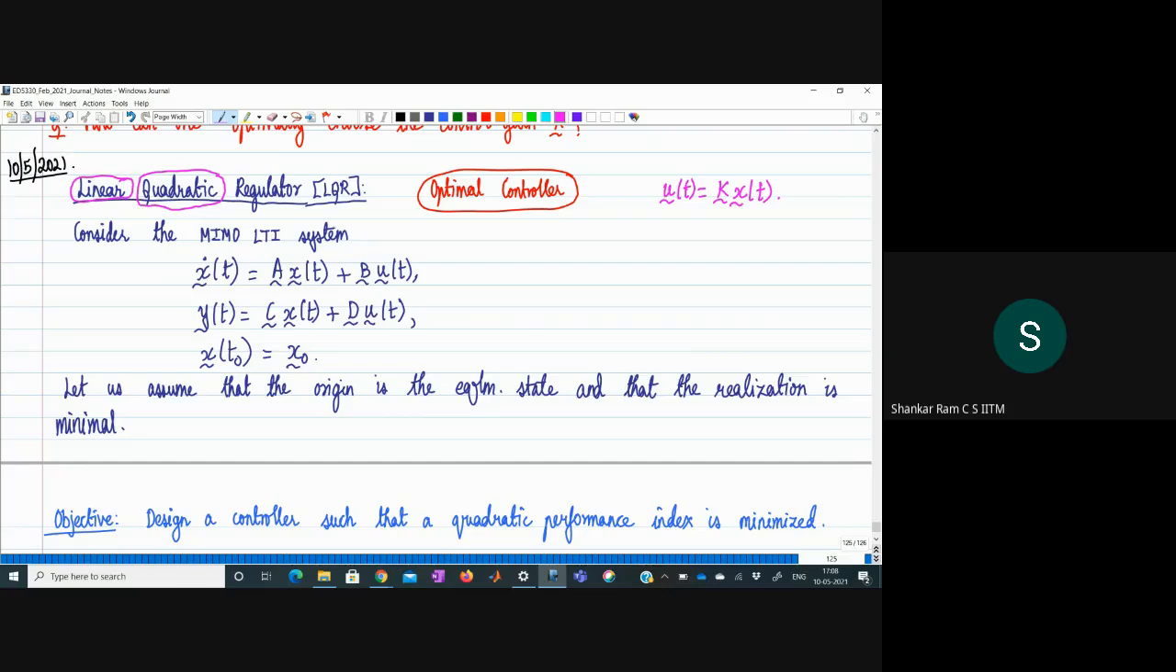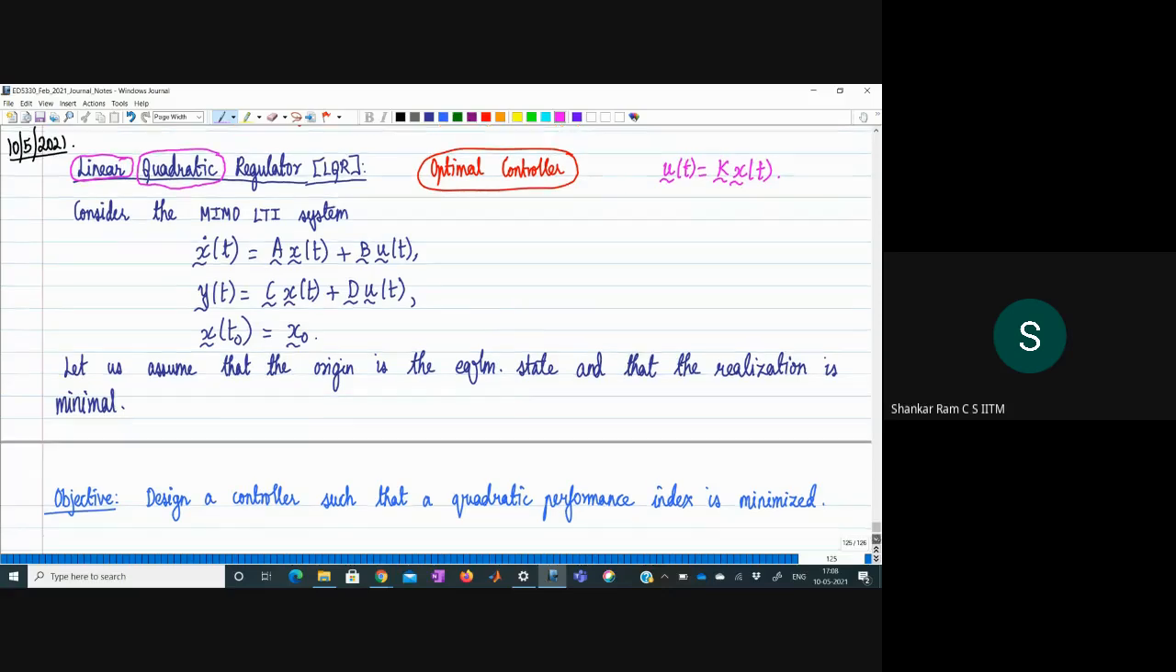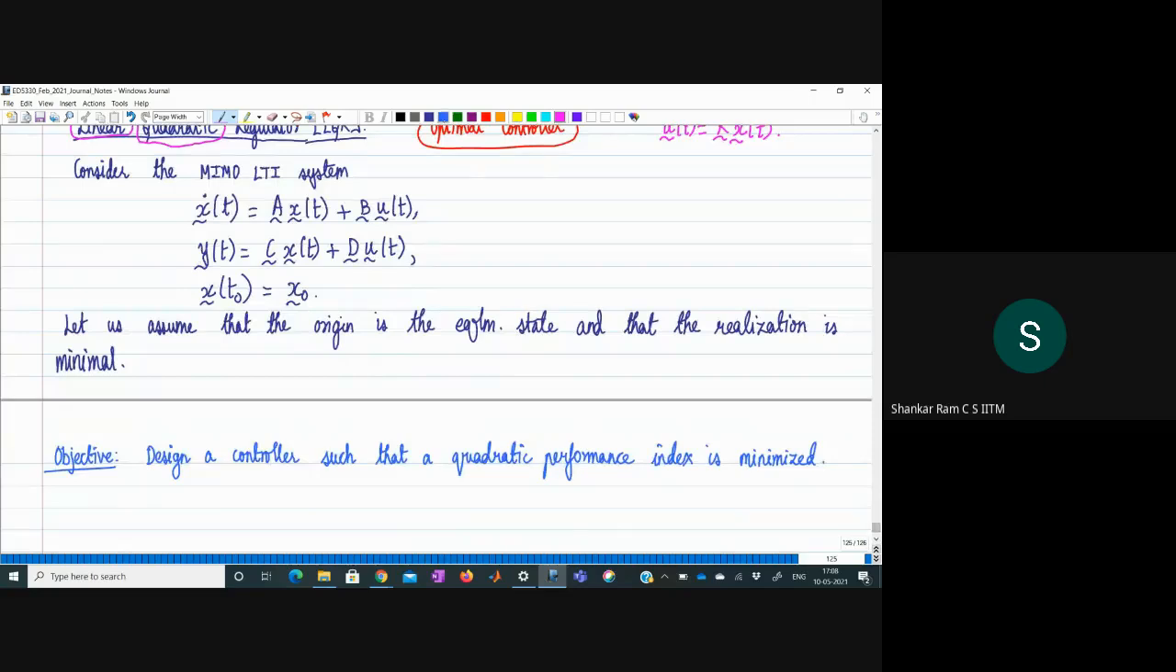Once again, it is called linear because the controller structure is linear, u equals K x, and we apply it to linear systems. And it is called quadratic because the controller is obtained by minimizing a quadratic performance index.